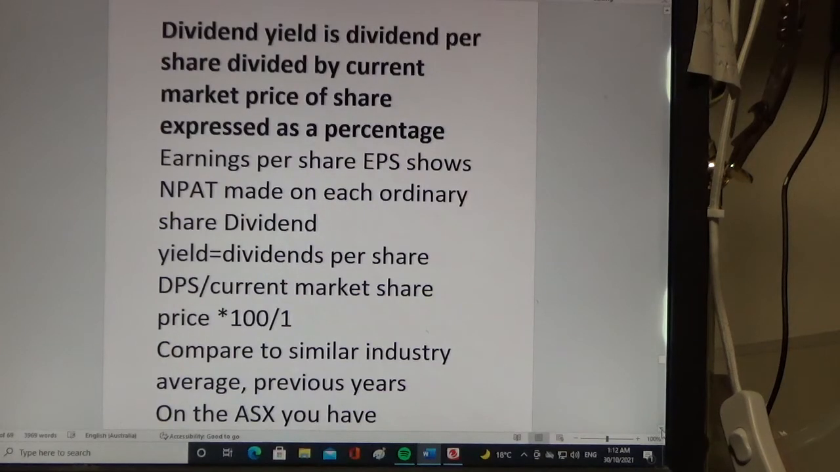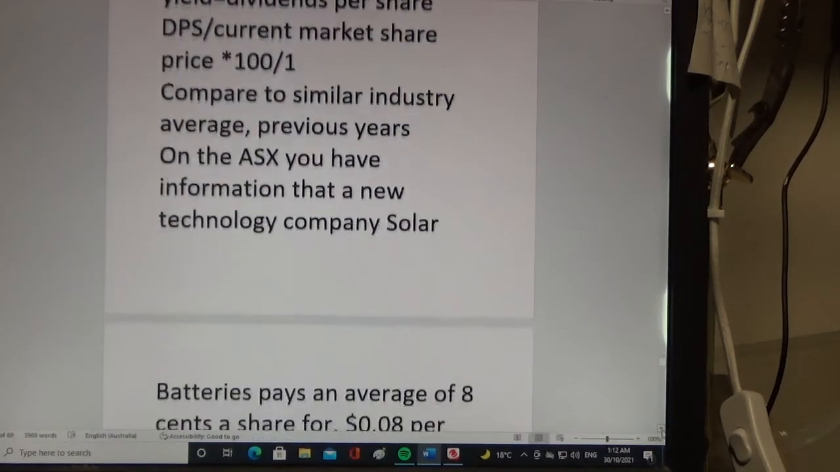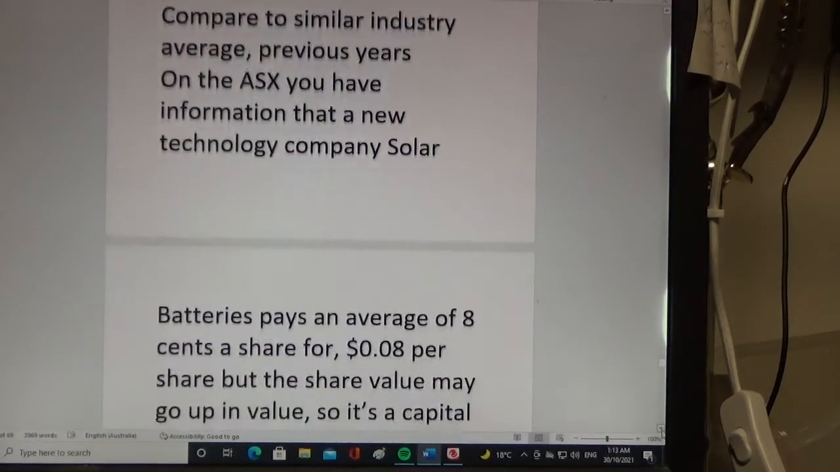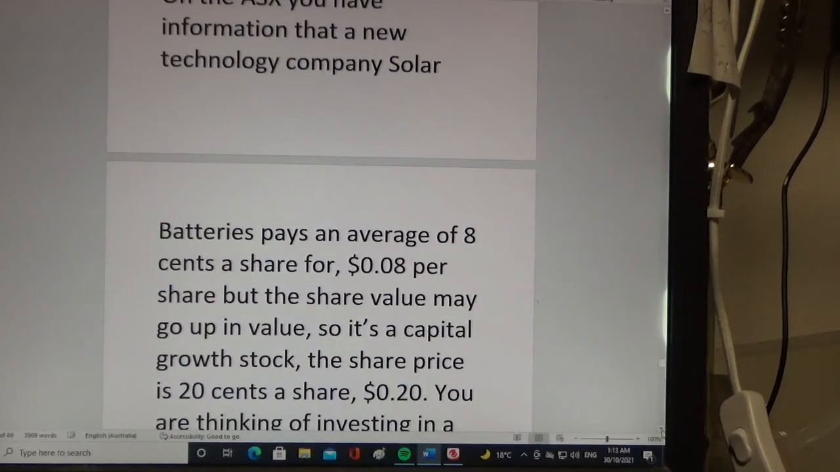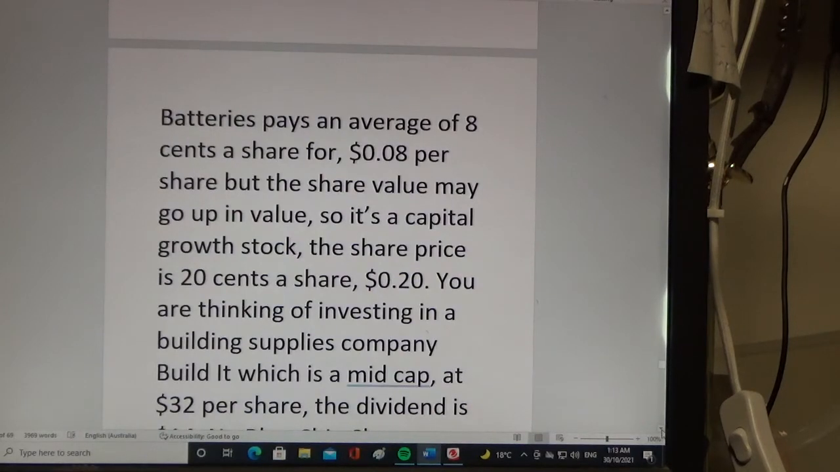So what's the formula? Dividend yield equals dividends per share, DPS, divided by current market share price, multiplied by 100/1. Compare to similar industry averages and get the same period, okay? Or compare this to other companies. On the Australian Stock Exchange, you have information that a new technology company, Solar Batteries, pays an average of 8 cents a share, and the share value might go up in value. It could be a capital growth stock. The share price is only 20 cents a share.